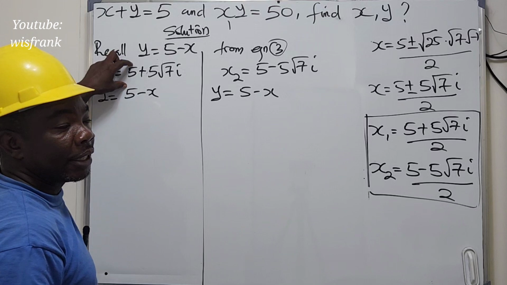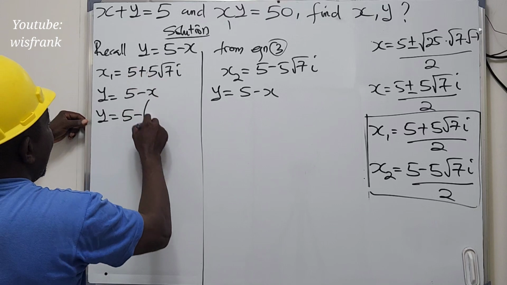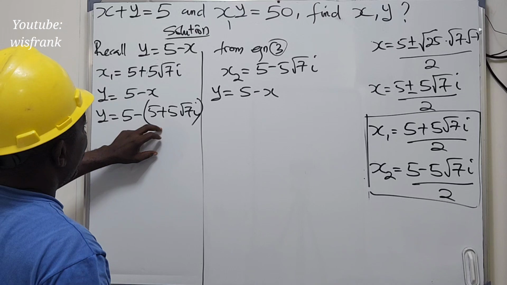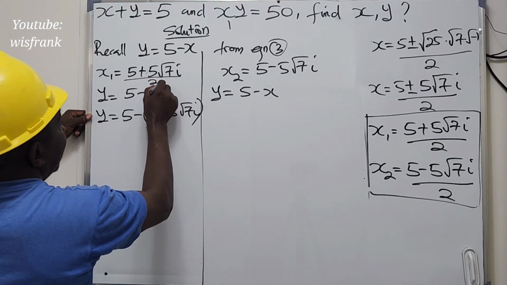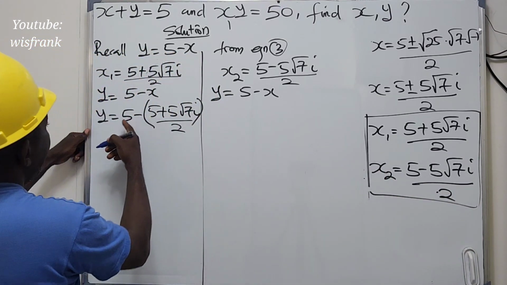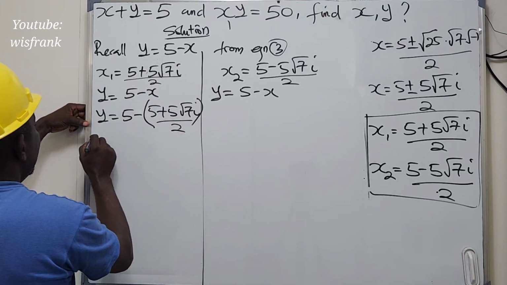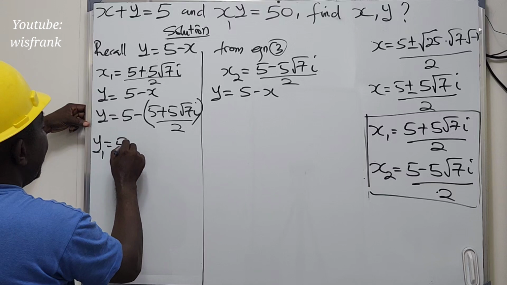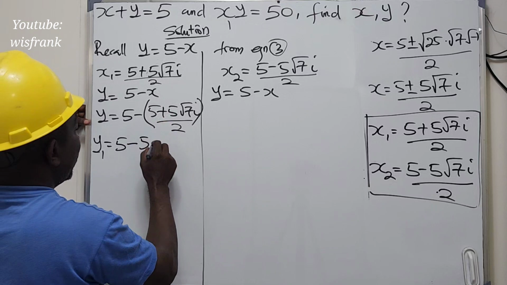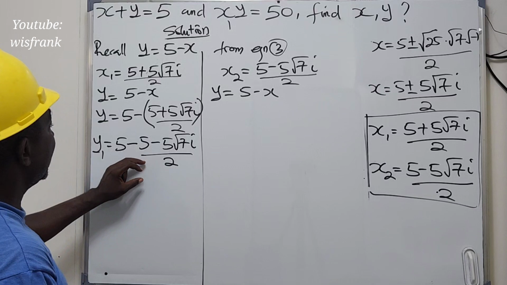Substituting the value of x into this equation of y, we have y equals 5 minus our value of x, which is 5 plus 5 root 7i, all over 2. For us to clear this parenthesis, we need to multiply the minus into it. So we have y1 as 5 minus 5, because minus times 5 gives minus 5. Then minus times plus gives us minus 5 root 7i all over 2.